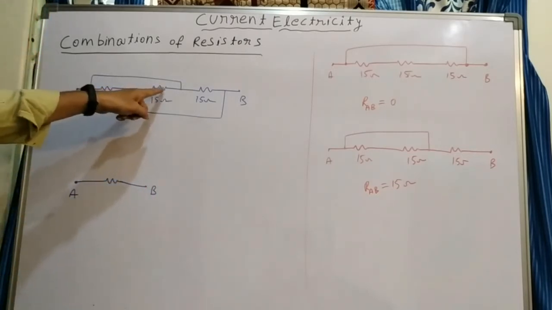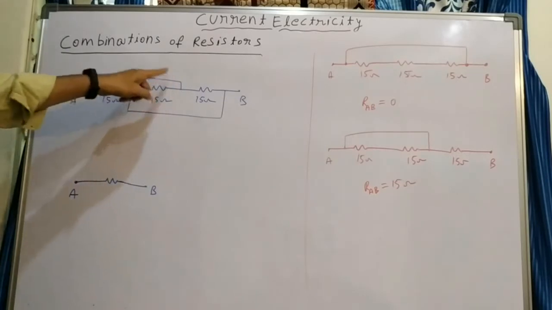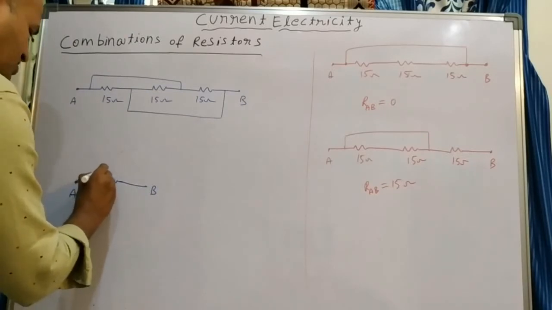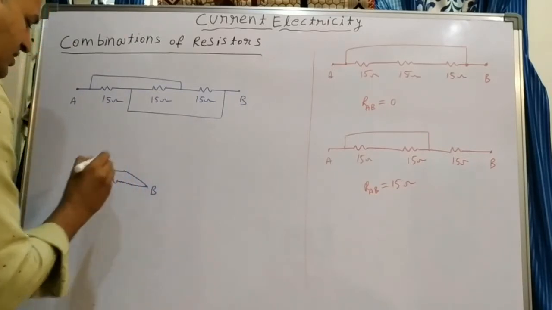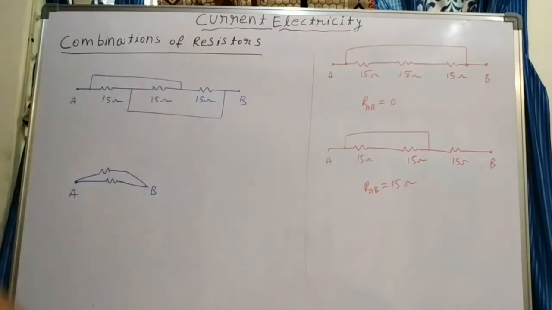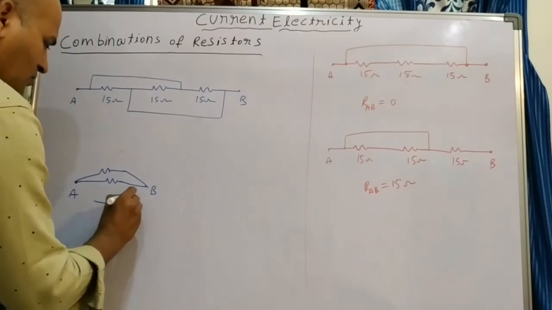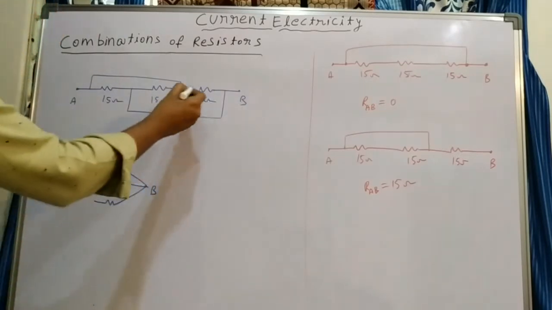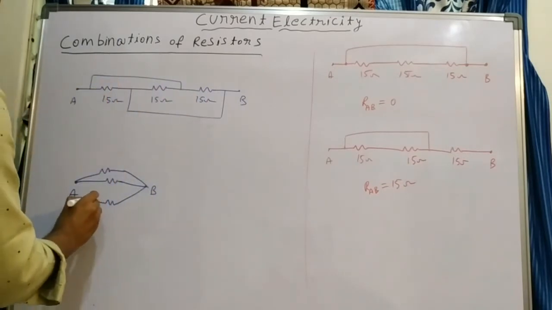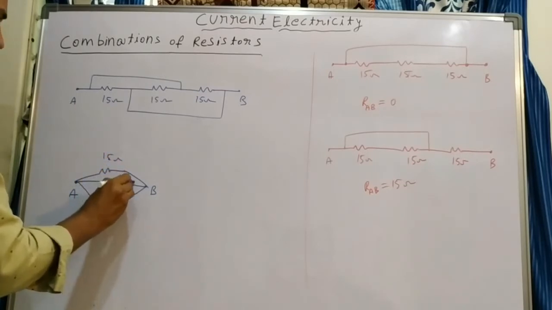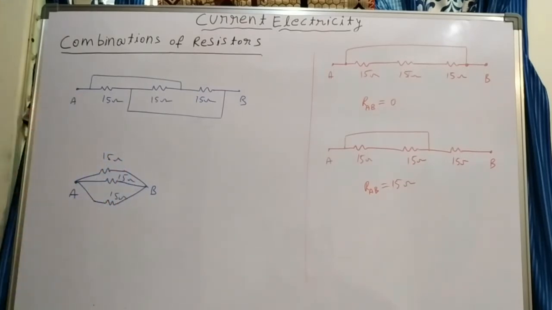Now about the second resistor, one end connected to A through the short circuit wire, and the other end connected to B. So in the second one also, one end is connected to A, the other end to B. Third one, suppose this is the third resistance, one end connected to B, and the other end connected to A. So all three, 15 ohms, 15 ohms and 15 ohms, are in parallel. One end of all the resistors is connected at one point, the other end at another point. Then these all are parallel.